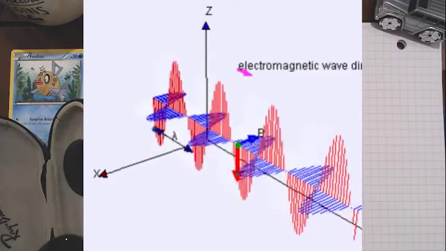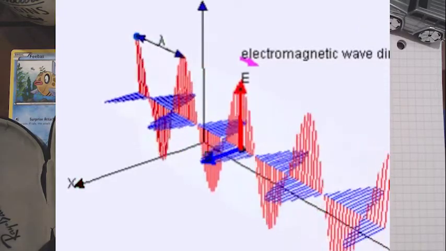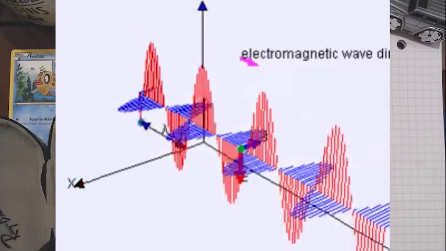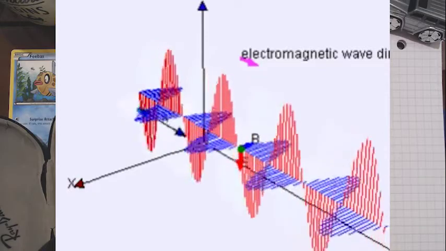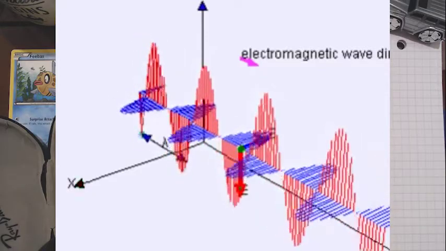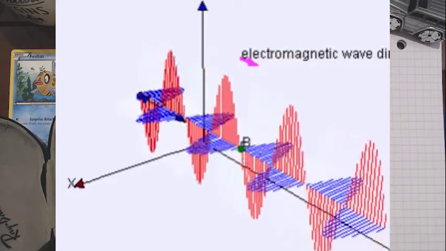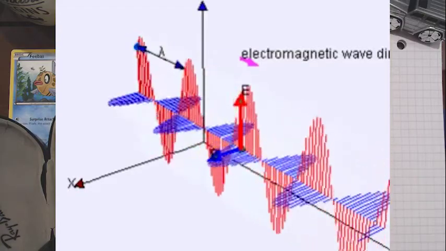Light is an oscillating electric and magnetic field. Here's a simplified diagram of a light wave. Notice how the wave is moving to the right, but the oscillations of the electric and magnetic field are perpendicular to the wave's motion. This is why light is a transverse wave. We'll talk about electric and magnetic fields in later units.